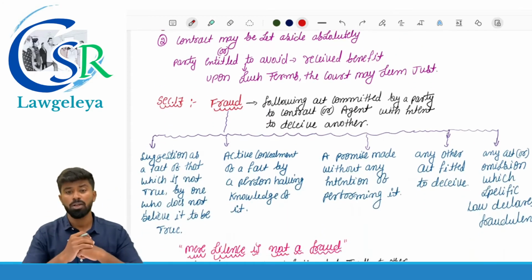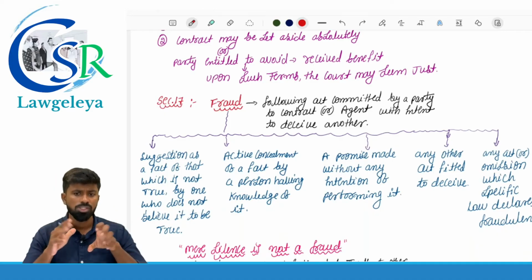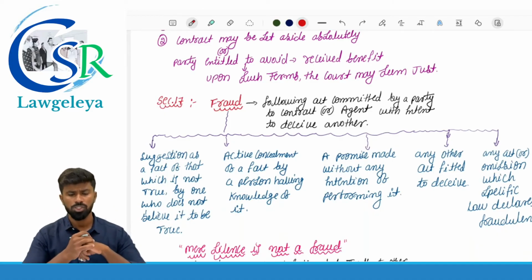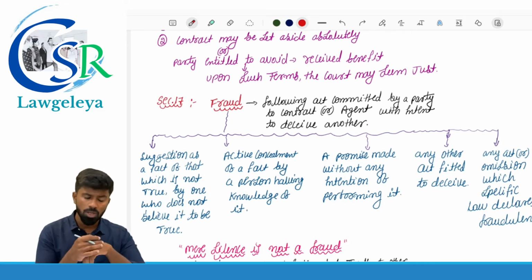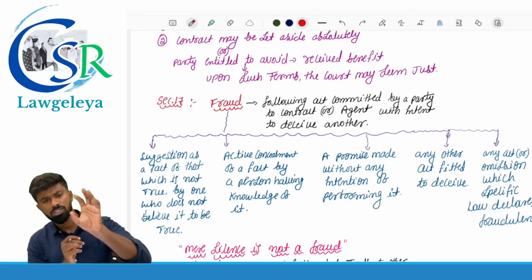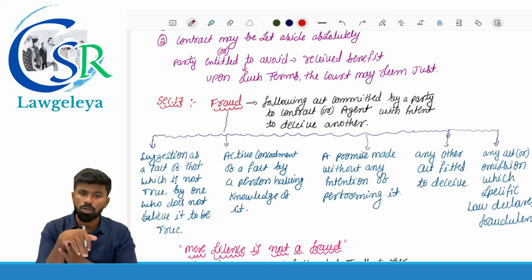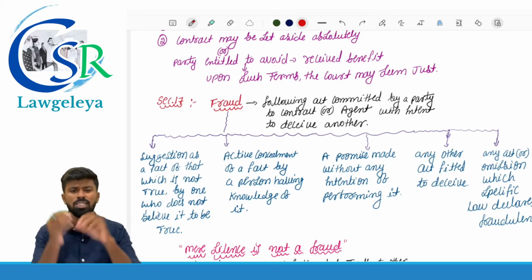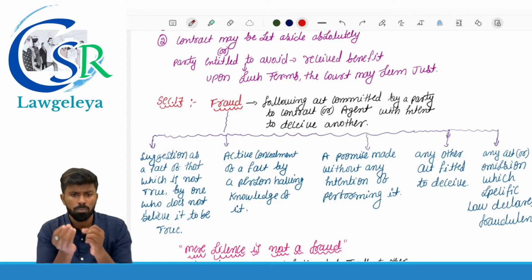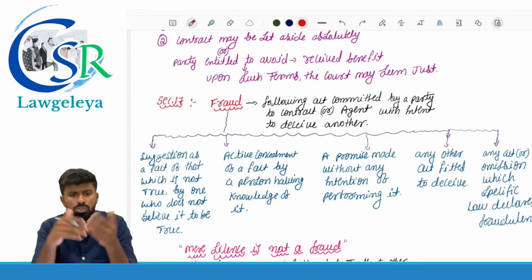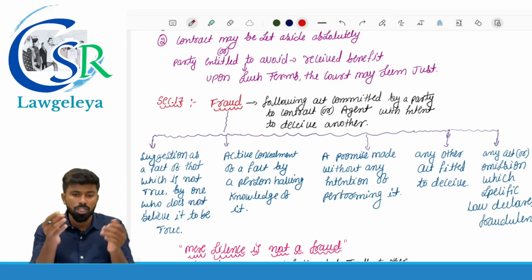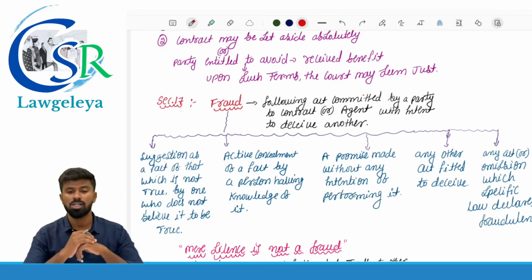Section 17, most important one. What is fraud? The following acts are considered as fraud when committed by a party to the contract or by his agent with the intent to deceive the other party or his agent to the contract. It is considered as what? Fraud. There are 5 cases which are considered as fraud. First one, suggestion as a fact of that which is not true by one who does not believe it to be true, means intentionally lying is called fraud. When a person suggests something as a truth which is not true and he does not believe it to be true, means he knows that whatever he is saying is a lie. That is considered as fraud.